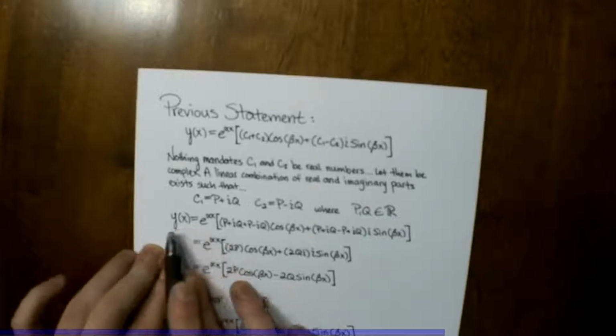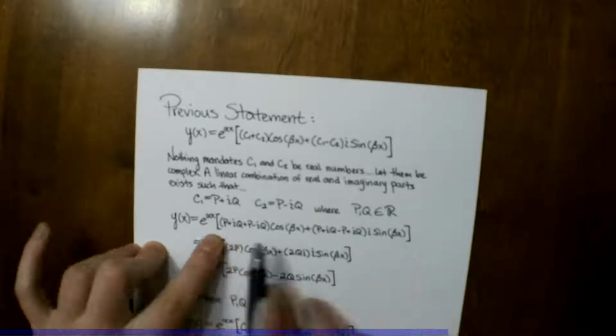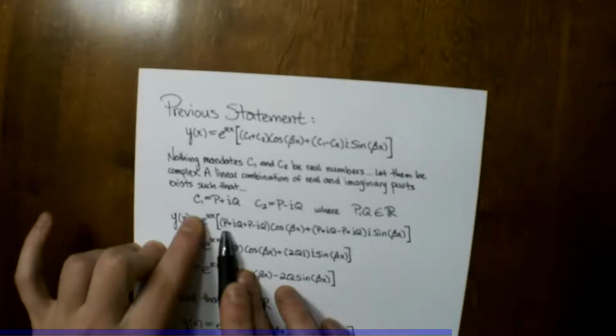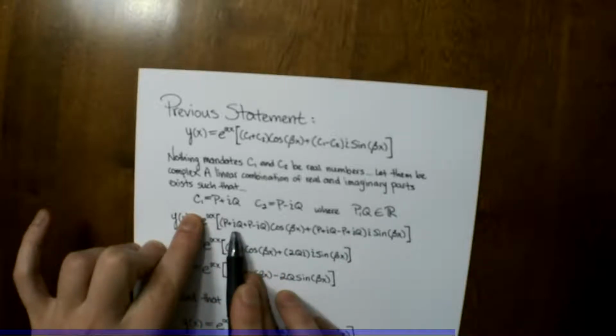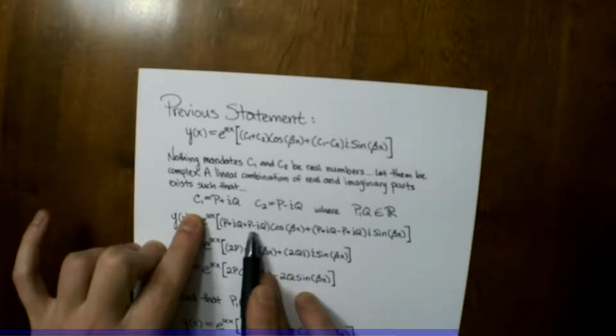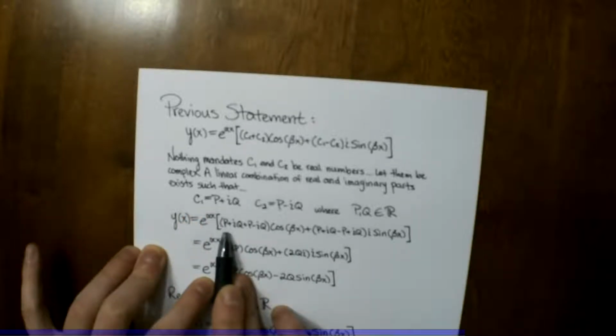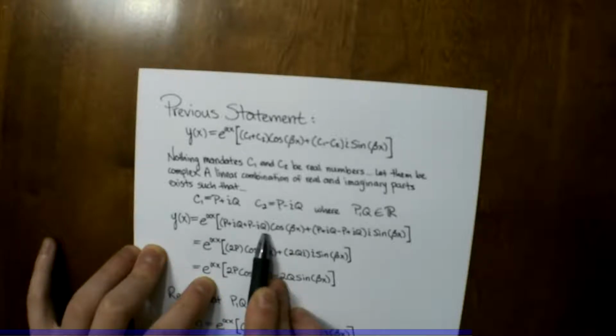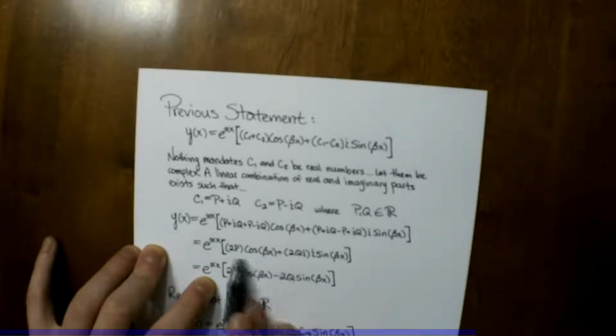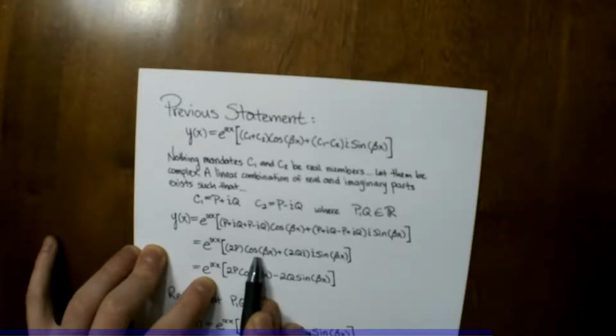Doing so, we're left with this expression right here. And as you can see, I have replaced C1 with P plus IQ and C2 with P minus IQ, and the same over here. You may notice that in this term, we have a positive and a negative term for the IQ. That allows them to cancel such that we only have the P terms in front of the cosine. This is good because we're left with only a real coefficient in front of our cosine term.